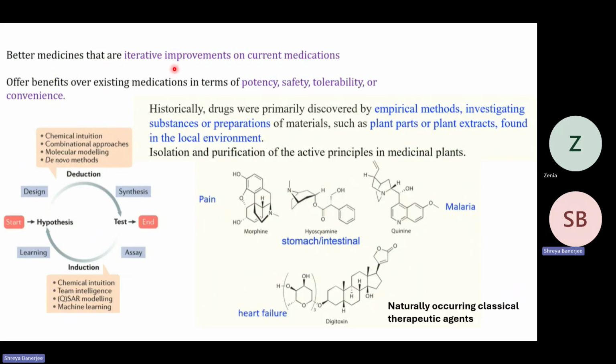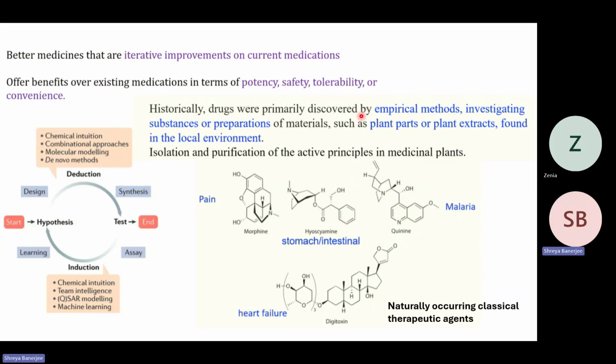Better medicines are iterative improvements on current medications. So based on the current medications, better medicines are developed. What do we mean by better? It is better in terms of potency, that is how effective it is against the disease; safety, that is minimum side effects; tolerability, that is how much the body is able to handle the medicine; or convenience, like price or availability.